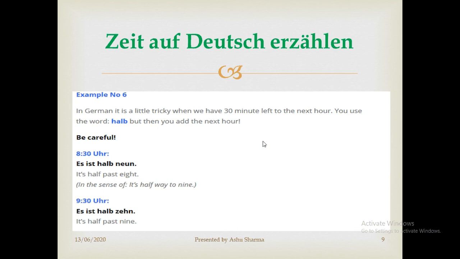So you can say "halb" is used here. One is for 30 minutes left to the next hour, and one is for 30 minutes past the hour. So both of these things you have to remember very carefully. It's a little tricky one: when we have 30 minutes left to the next hour, you use the word "halb", but then you add the next hour as well. So 8:30 Uhr is "halb neun", and 9:30 Uhr is "halb zehn". This is the way you may use it, and practice it.